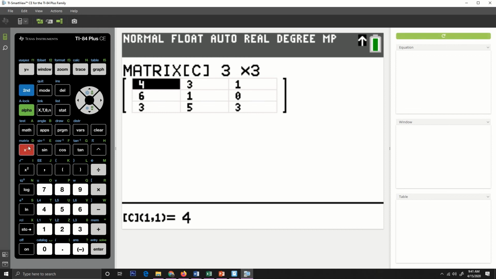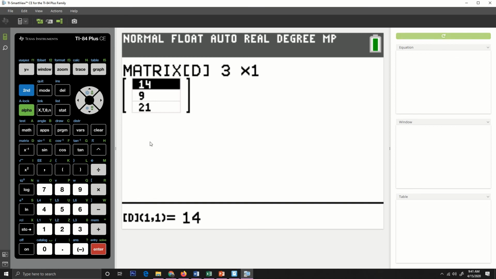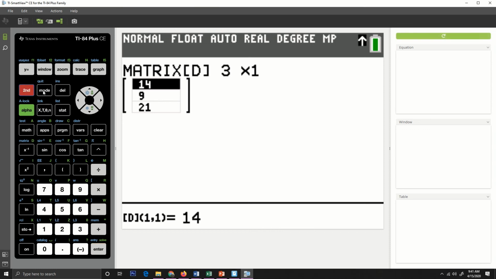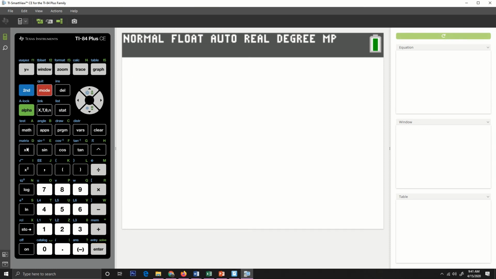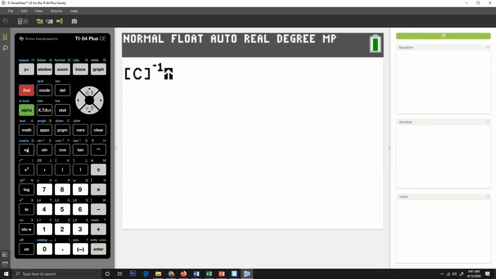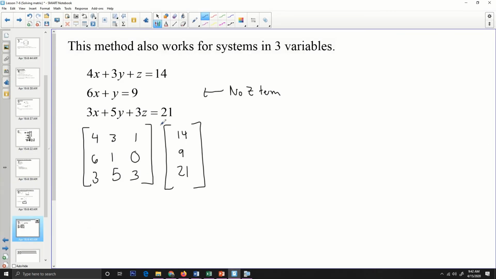And then we're going to go second matrix, over to edit, and then we'll hit 4, and we'll enter the values there, and they are 14, 9, and 21. So we'll hit quit. Now we're going to do the same thing we did, that A inverse B, but this time we're going to go second matrix. Because we put the values in 3 and 4, we'll hit 3, then the inverse, then second matrix, and we'll hit 4 this time, hit enter, and we get 1, 3, 1 as our values. So our result is 1, 3, 1, and our final answer is 1, 3, 1, an ordered triple.